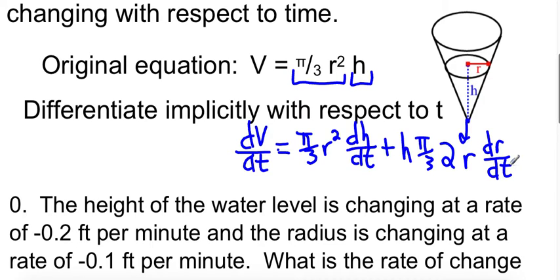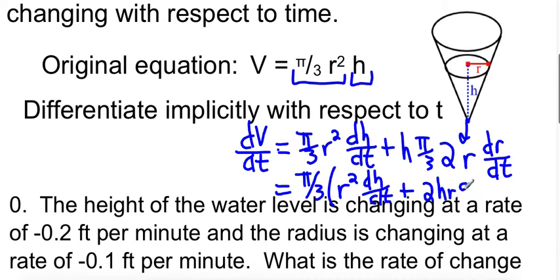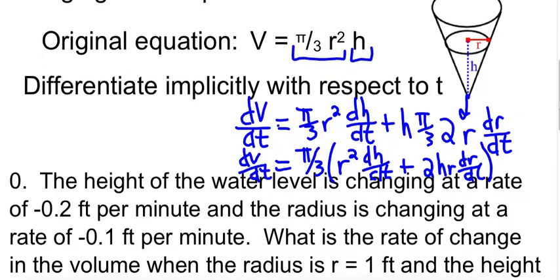This is our change in volume over time. There's not a whole lot to do with this other than they have a pi over 3 in common, so I'm going to factor that out. So we have pi over 3 times r squared dh dt plus, since we took the pi over 3 out, 2 h r dr dt. That is our expression for dV dt, the change in volume with respect to time. We are going to use that in just a second.